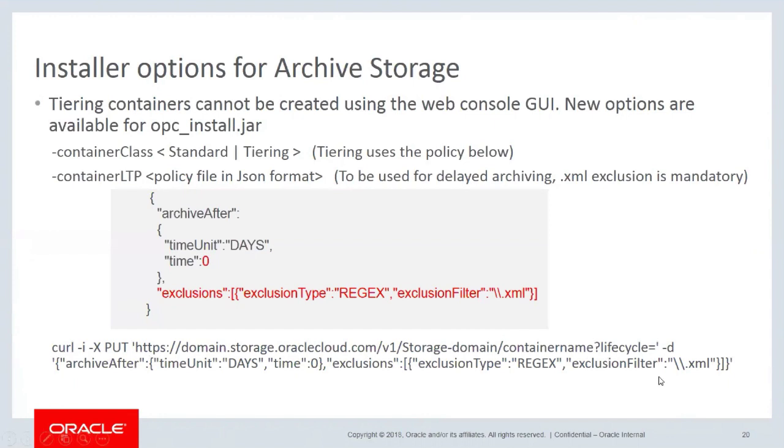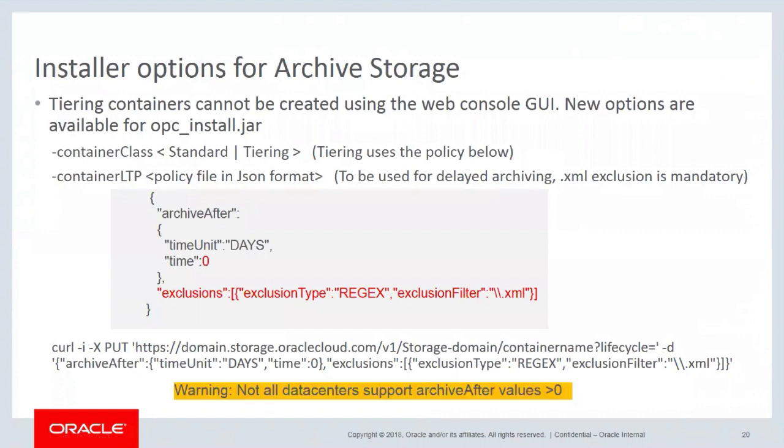Again, the exclusion must remain as this. But you can use time 7 here, so you create a tiering container that will keep your data in object storage for 7 days, and then it will move it to archive storage. Then you just specify tiering here, and if the container already exists, it will take it, that's fine. So that's how it works.